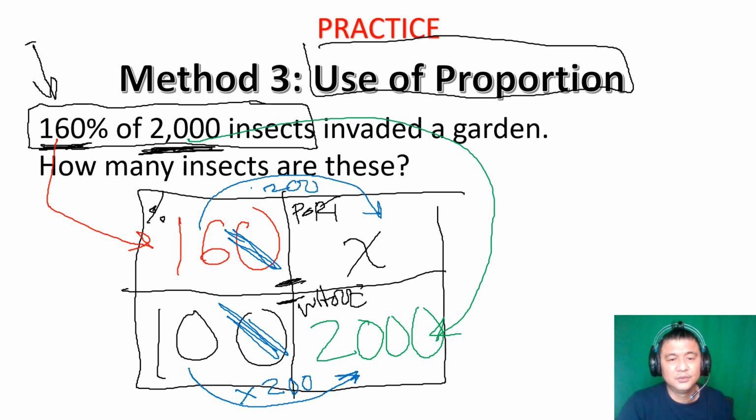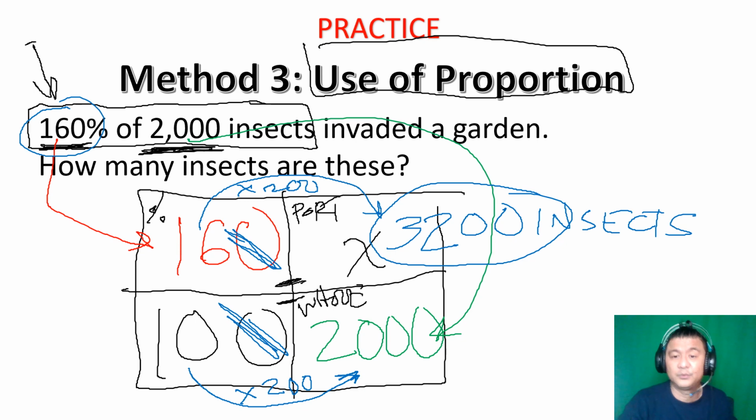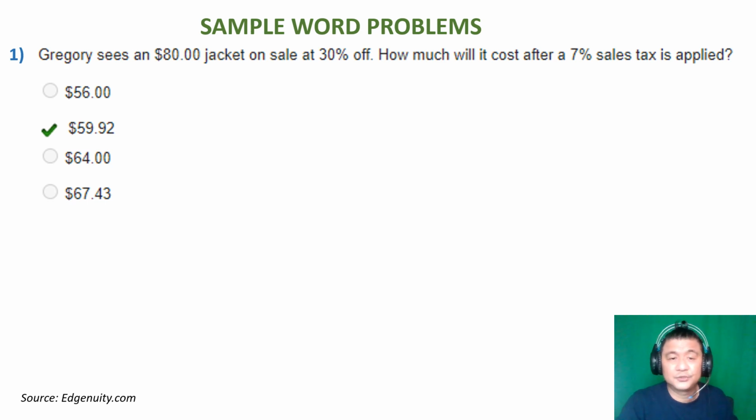All right, so 16 times 200, 16 times 2 is 32. Add the two zeros. There you go. 3,200 insects. So they were expecting 2,000 insects. It went beyond that. That's why it's 160%. Take note, any percent which is greater than 100 will go beyond the whole. And we are right. 3,200 insects.